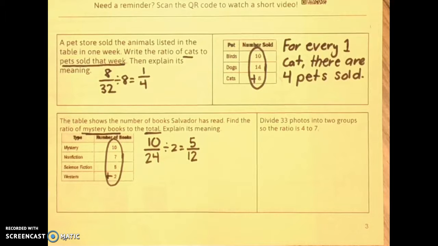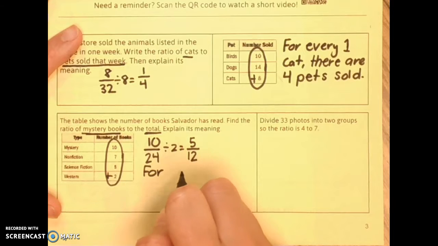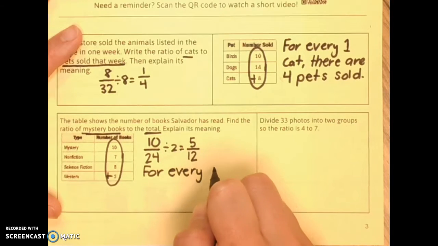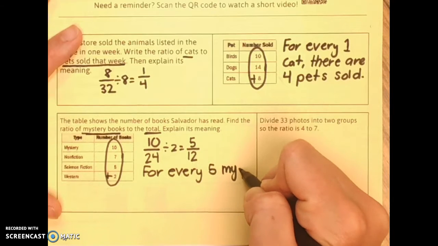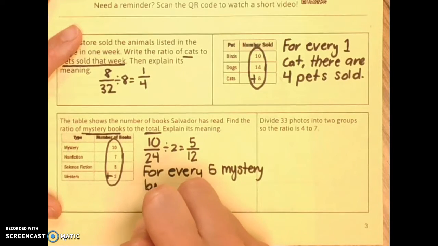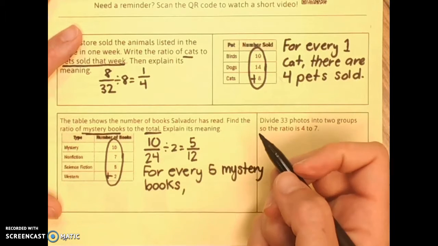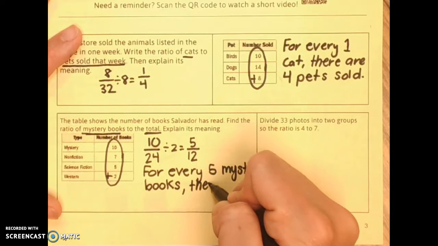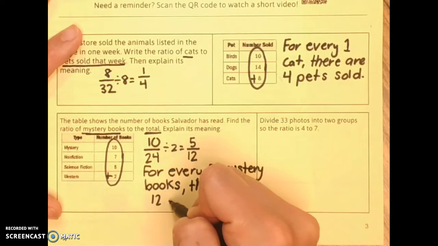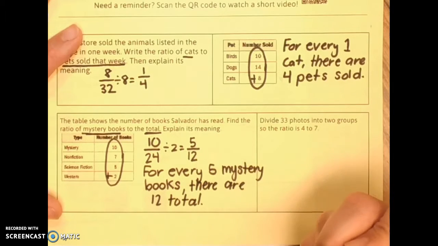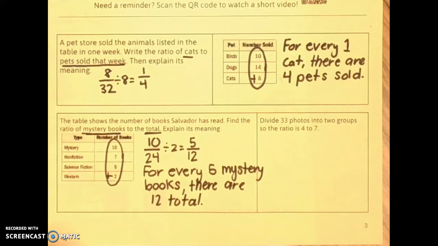Caden. Let's use our simplified 5/12. Good. For every 5 mystery books, 12 total. Is it okay if you don't write the same exact words as we do as we're describing it? I'll be okay with that. Just make sure you have your number with the correct label behind it. Whatever on top comes first. Whatever on bottom comes second.